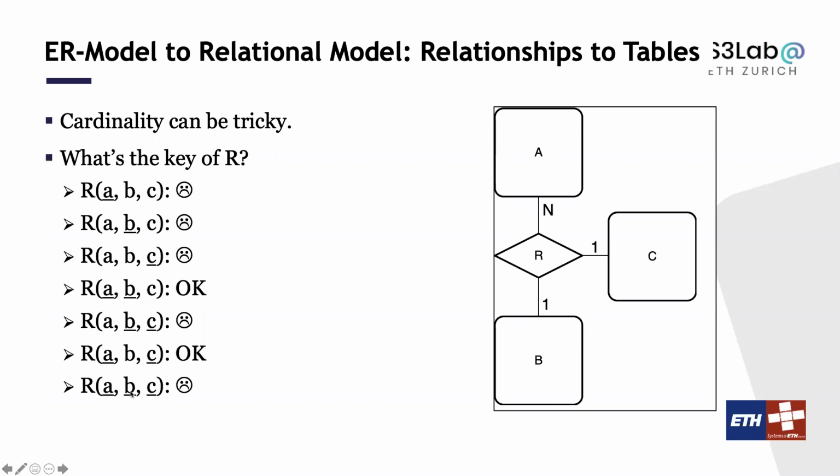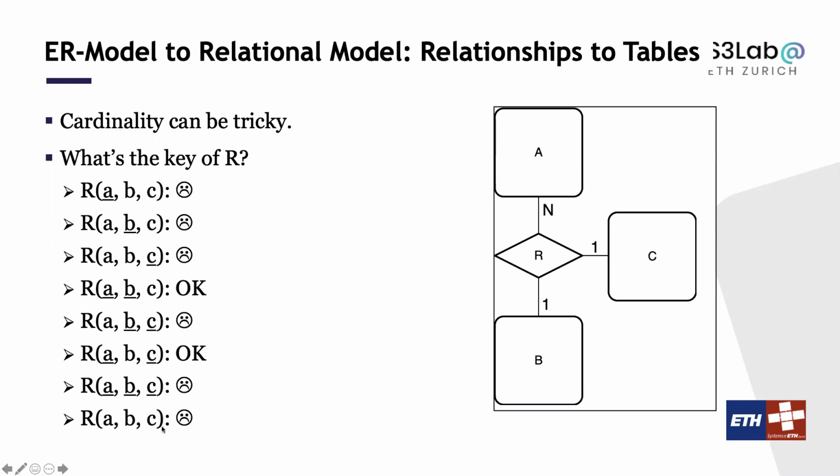Can I have A, B, and C, the combination of three attributes, as a key? In this case, no. If you look at the ER diagram, because of the cardinality constraint, the combination of A, B, and C is not a minimal set. When I know the value of A and B, I know the value of C. So it doesn't really make sense to have all three attributes as a key.